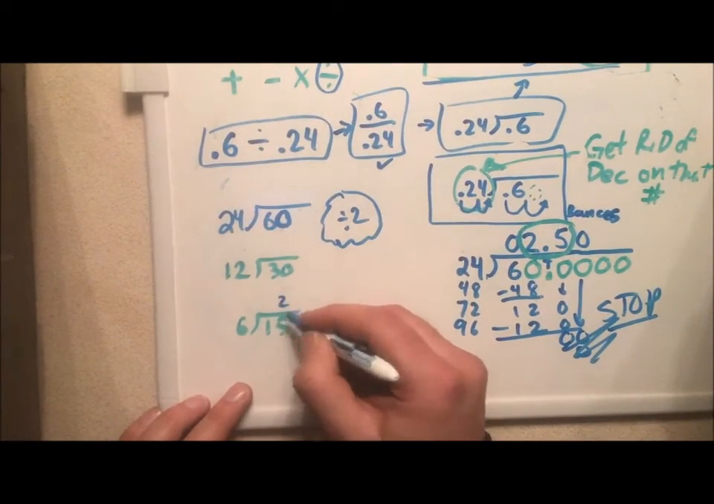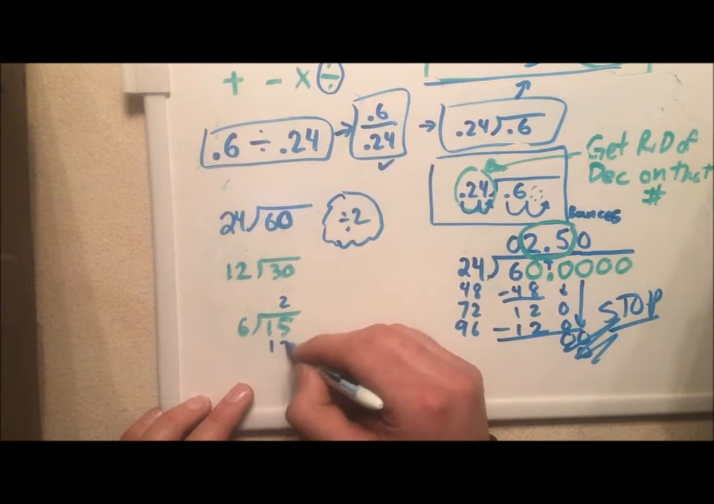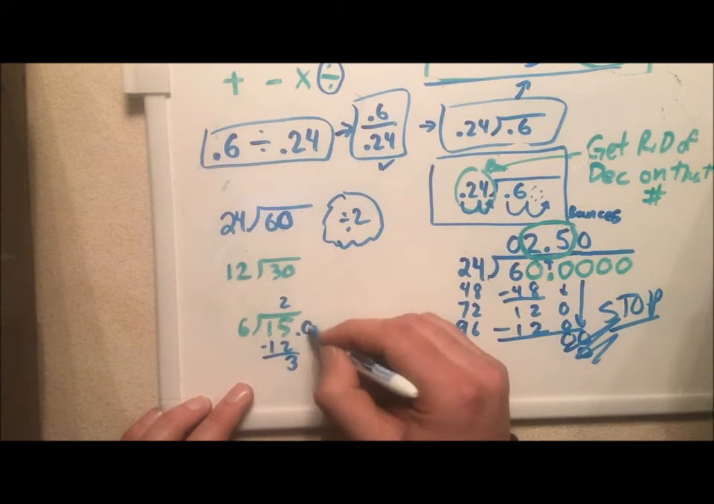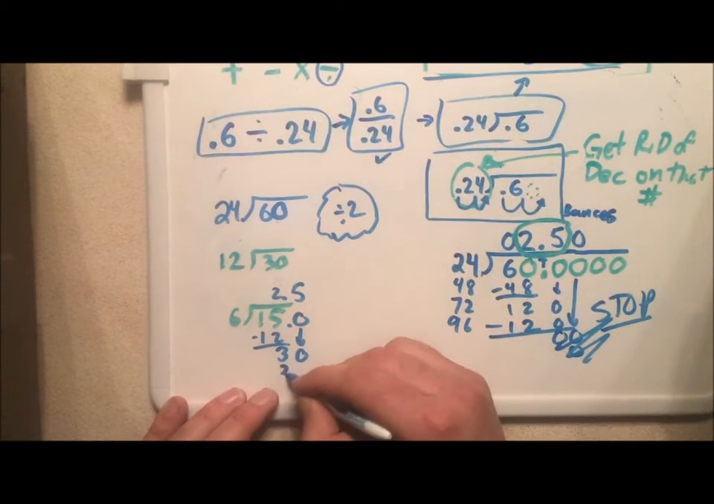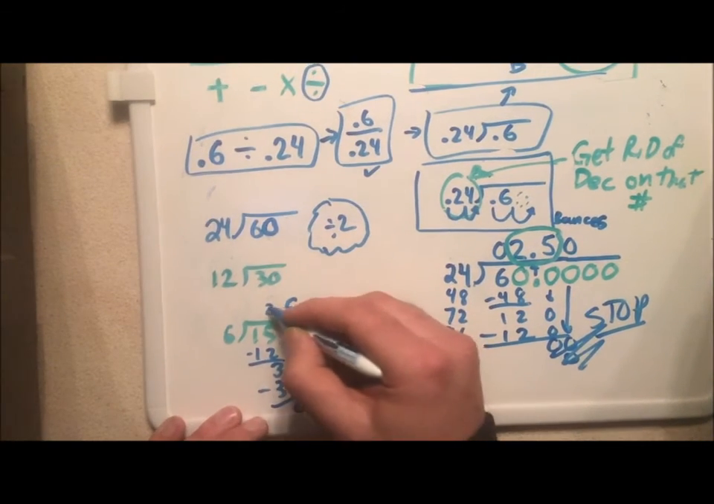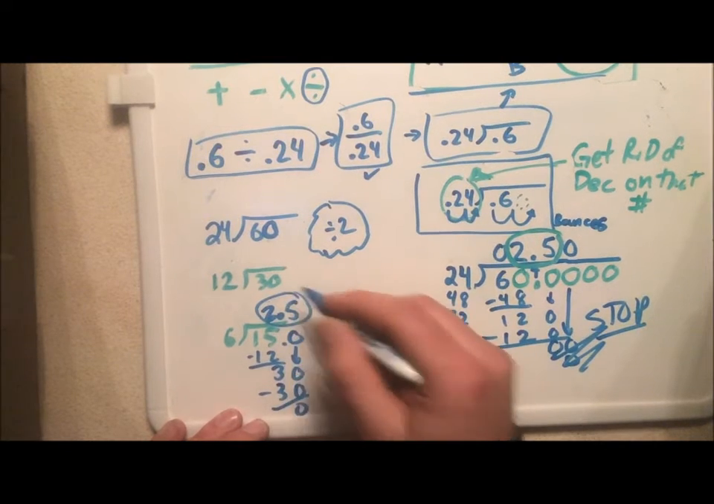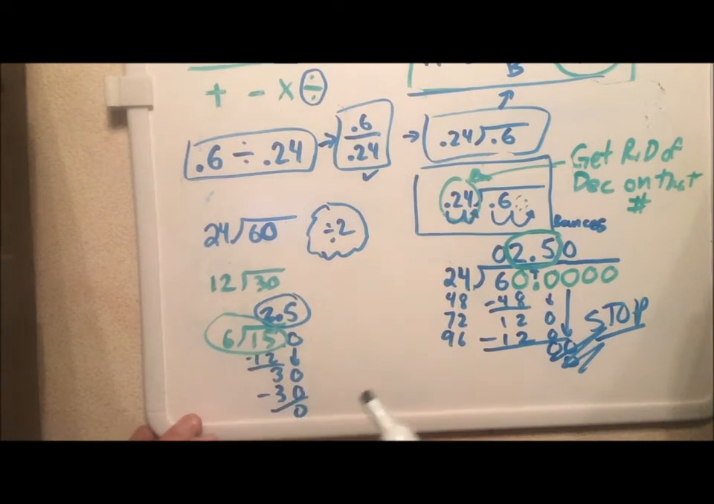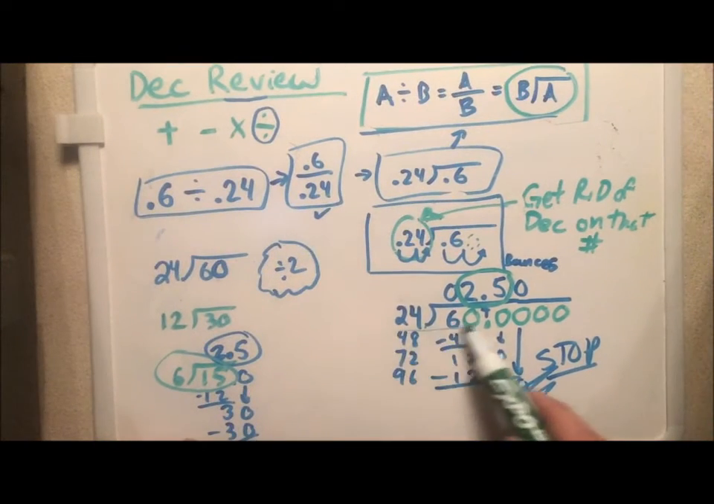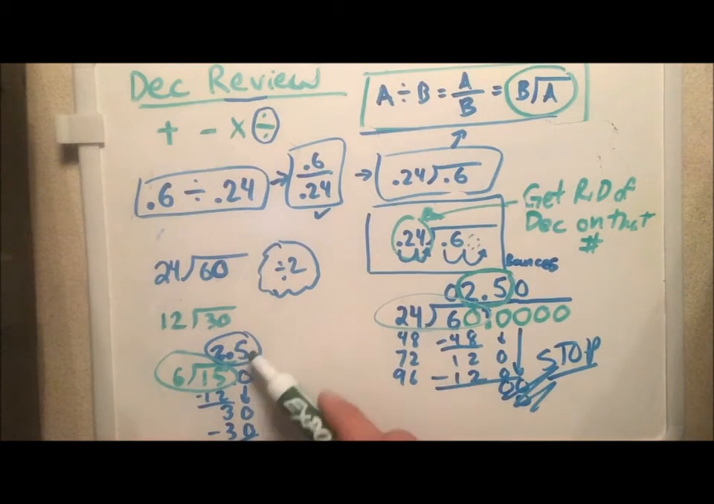6 goes into 15 twice. That's 12. Then 3, decimal, 0. Bring down the 0. 6 goes into 30 five times. 5 times 6 is 30. And that's the end of the road. So we see again 2.5. But the good thing is that we had smaller numbers to deal with than over here. Okay? We still get the same answer.